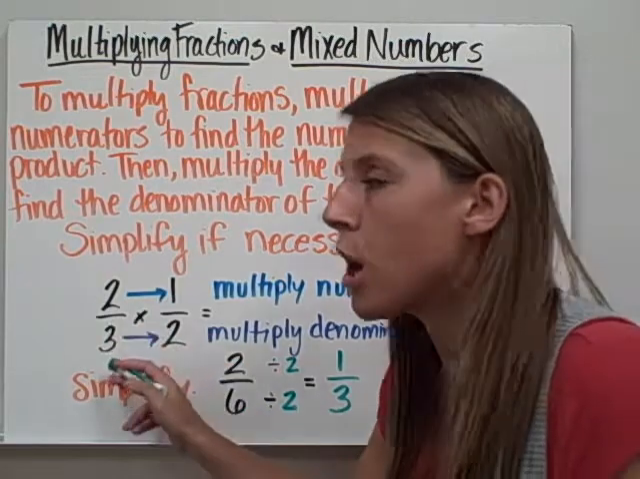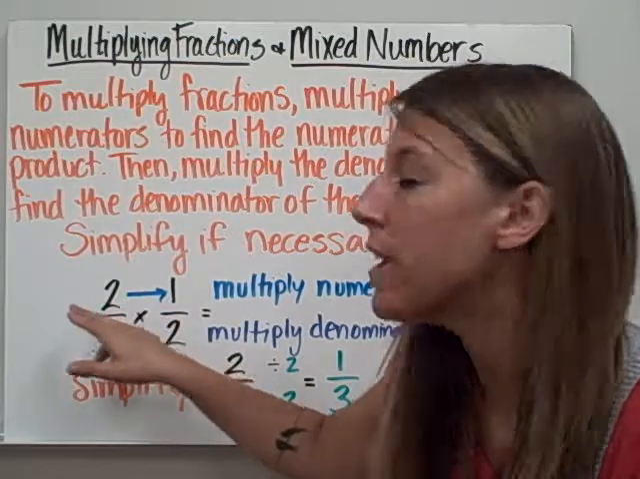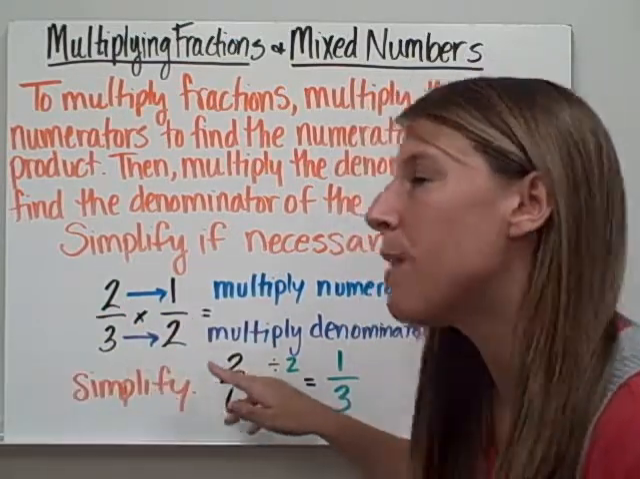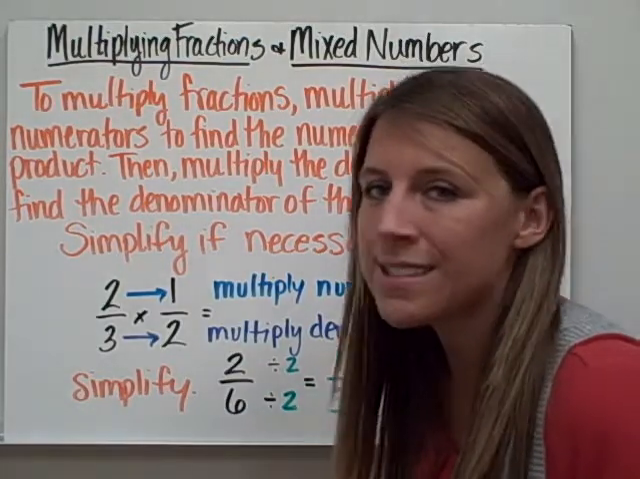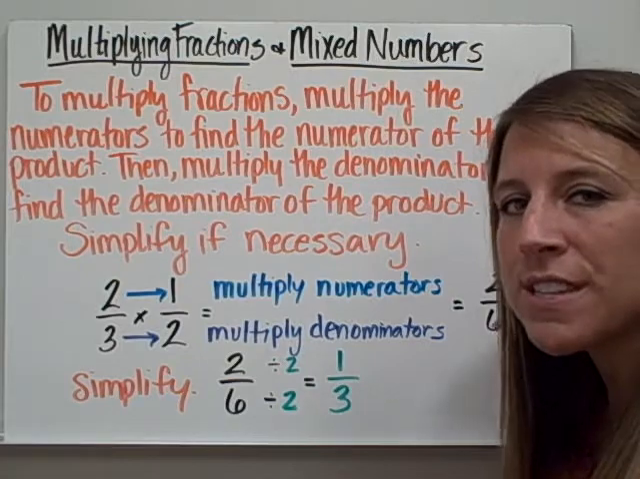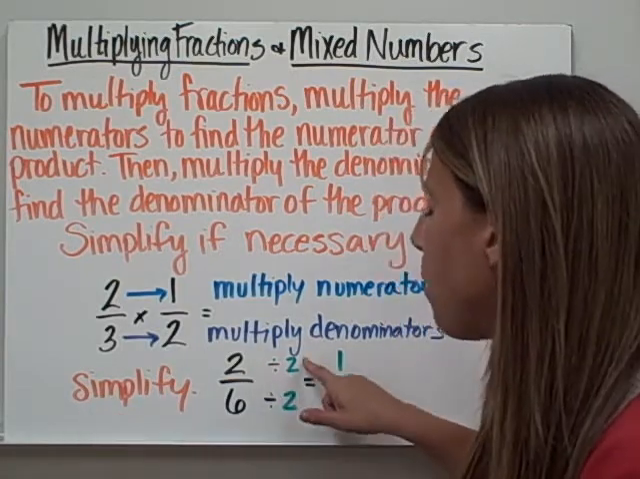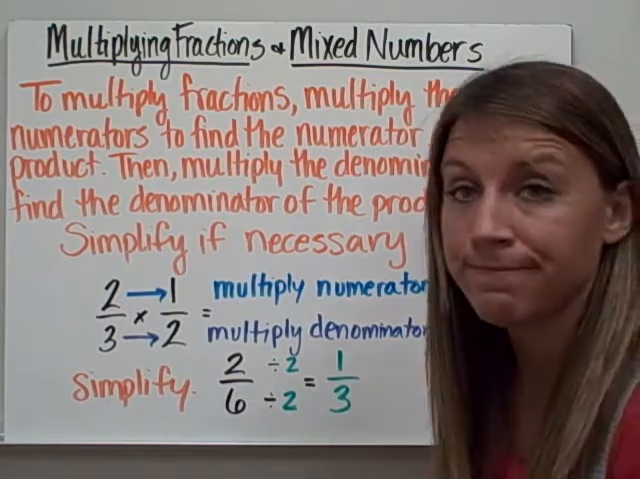If we have 2/3 times 1/2, we multiply the numerators, 2 times 1, and then the denominators, 3 and 2, straight across. You end up with 2/6. Well, both 2 and 6 are divisible by 2, and so if we simplify, dividing both of them by 2, we get 1/3.